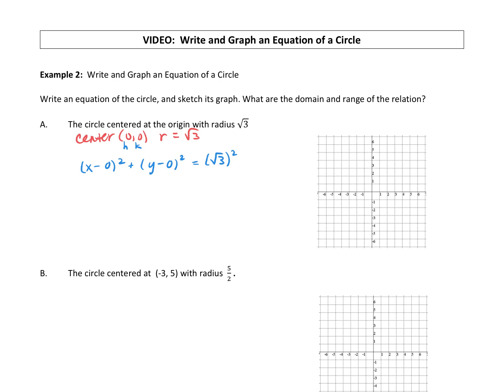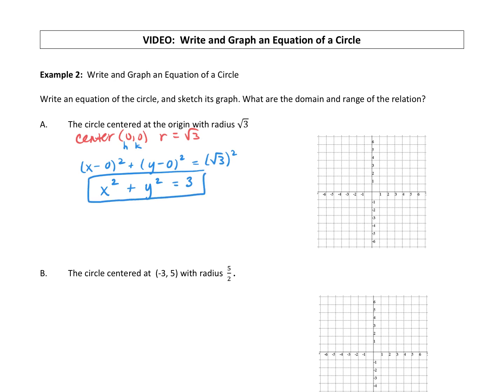Then we'll simplify. x minus 0 is x, carry down your squared, plus y minus 0 is y, carry down your squared. Square root of 3 squared is square root of 3 times square root of 3, which is the square root of 9, which is 3. So there's the equation of the circle.